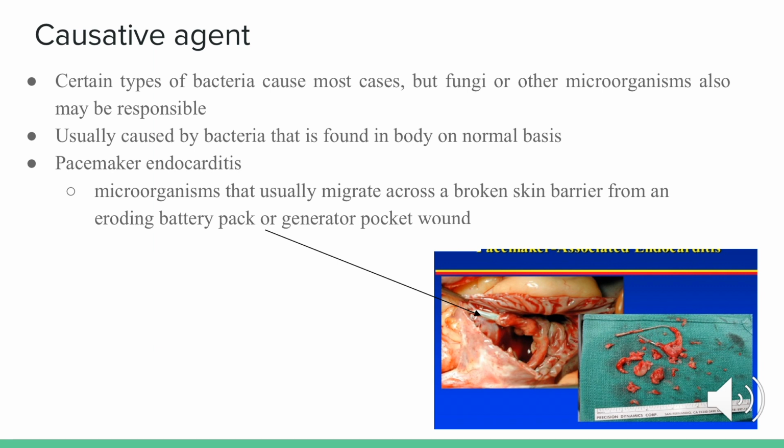Causative agent. Certain types of bacteria cause most cases, but fungi or other microorganisms also may be responsible. It's usually caused by bacteria that is found in the body on a normal basis. Pacemaker endocarditis are microorganisms that usually migrate across a broken skin barrier from an eroding battery pack or a generator pocket wound.